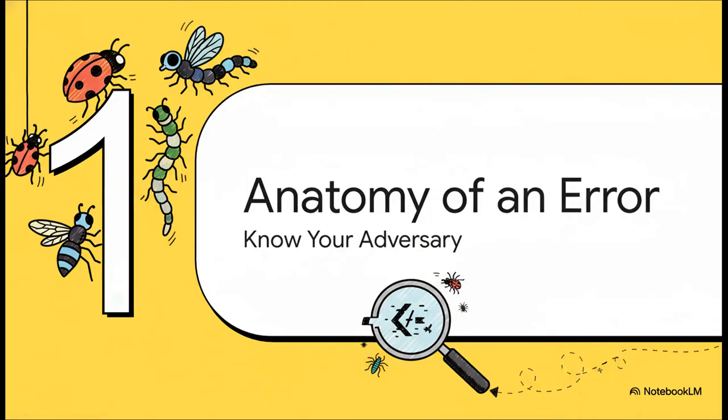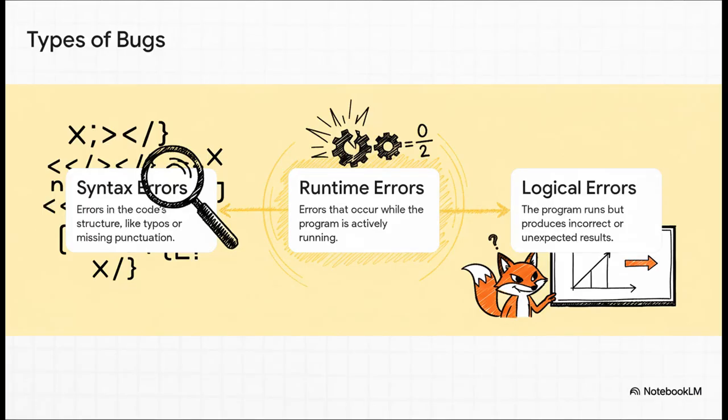Okay, first things first, any good detective has to know their adversary. For us, that means getting to know the different types of bugs you're going to run into out there in the wild. So our cases usually fall into one of three categories. First, you've got syntax errors. Think of these as simple typos or grammar mistakes in your code. Then you have runtime errors, which are the ones that pop up while the program is actually running, like, say, trying to divide by 0.